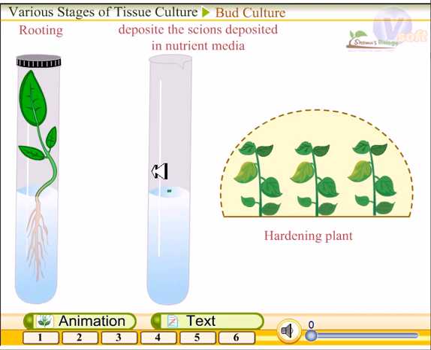Bud culture is a method suitable for propagation when it is impossible to use seeds. It can produce a massive quantity of seedlings from a bud developed in the artificial nutrient media. For example, this is used in herbs, flowers and other gardening crops.